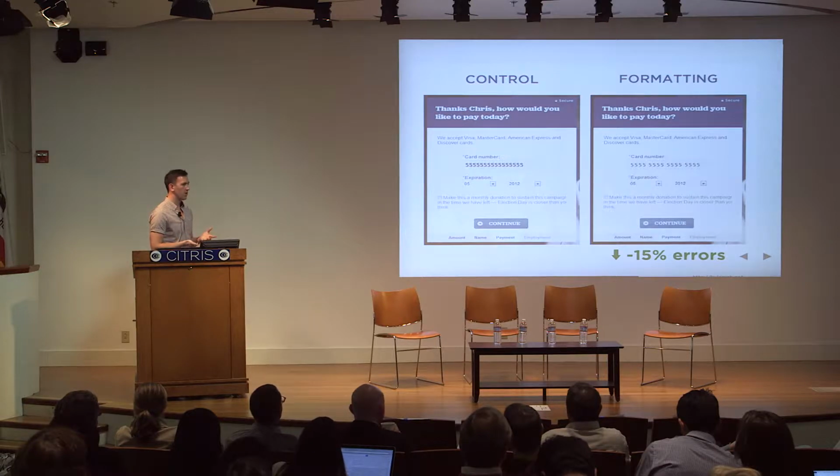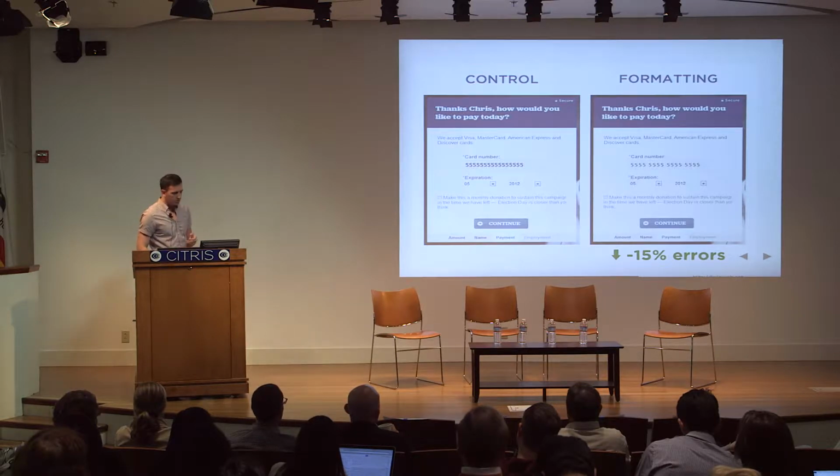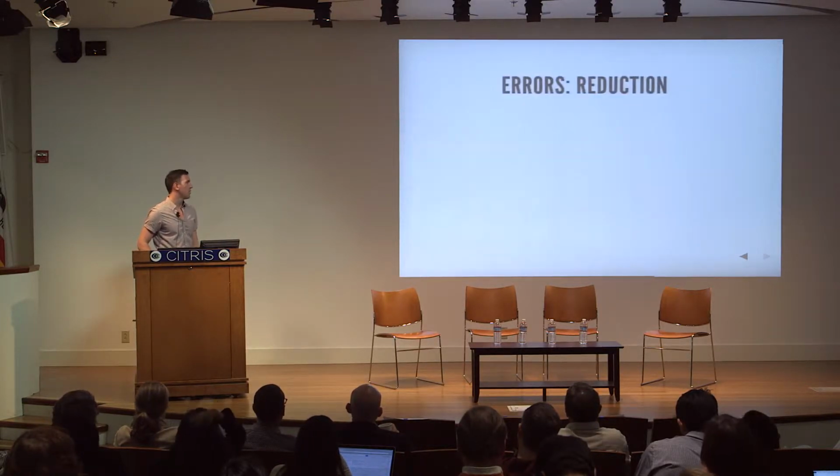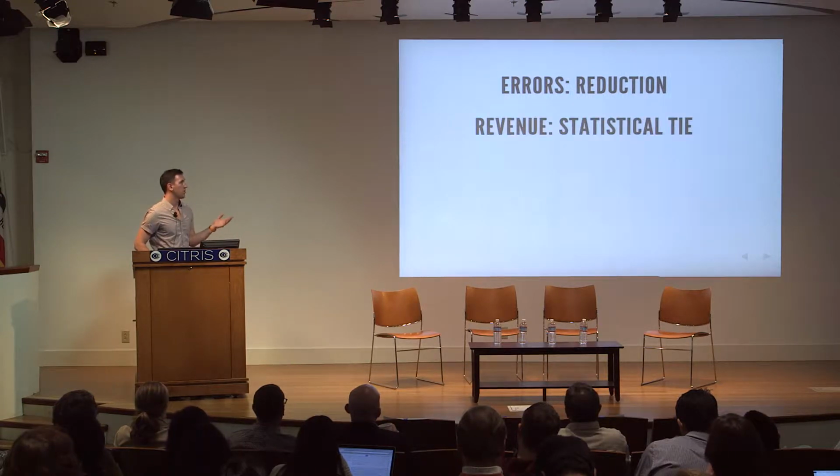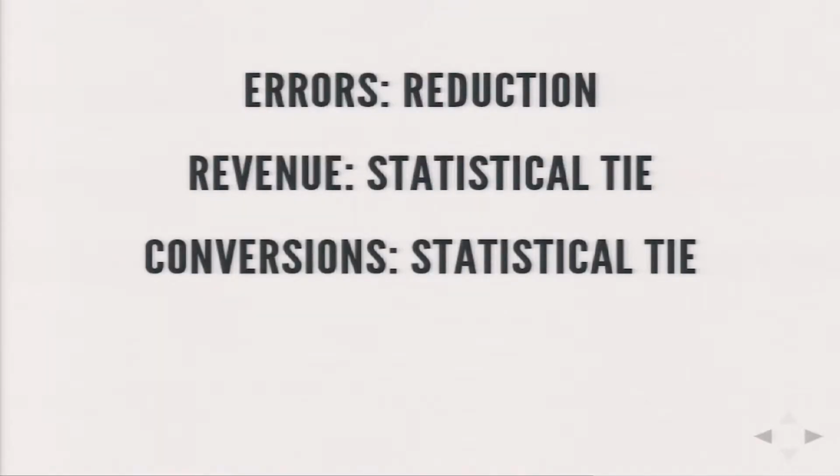And we got a 15% reduction in the errors here, just to make it easier for a user to see what's on the screen and match what was on their credit card. So again, we also observed with this no difference in revenue and no difference in the conversion rate. So we didn't get any more donations or any more money detectably. And so here's sort of a little recap. Conversions, statistical tie, revenue, statistical tie, and errors, we got a reduction.